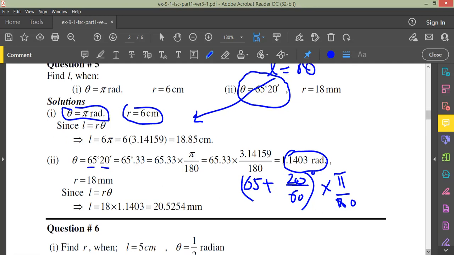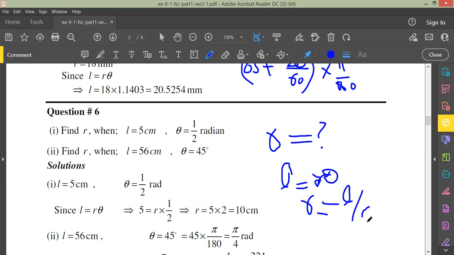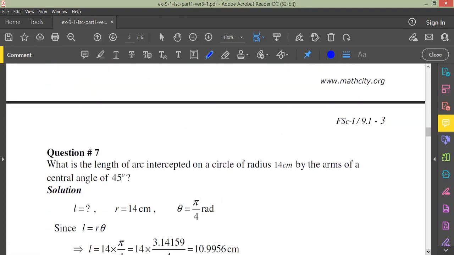After this, we will discuss question number 6. In question number 6, we have to find R. We know the formula L is equal to R theta, so R will be equal to L over theta. The value of L is equal to 5 centimeters, and the value of theta is equal to 0.5, or 1 over 2 radian. So we simply apply the formula and our final answer will be equal to 10 centimeters.